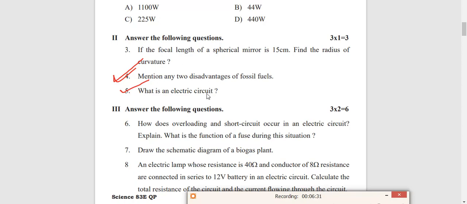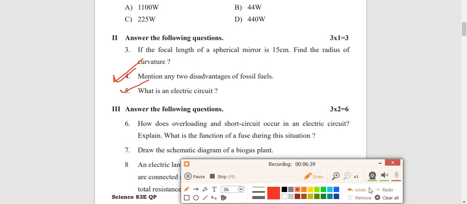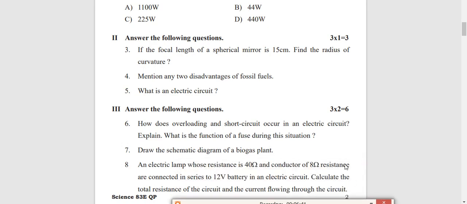But for now, just remember what is electric circuit. It is a continuous and closed path of an electric current. Right? Now let's come to the questions carrying 2 marks. Over there we have 3 questions and each question carries 2 marks. The first question is, how does overloading or short circuit occur in an electric circuit? Explain. What is the function of a fuse during this situation?